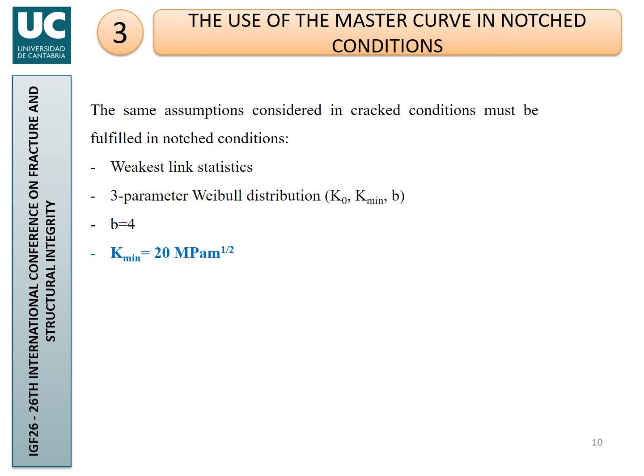Concerning the minimum value of K to obtain cleavage fracture, provided it is the same fracture micromechanism, we are going to assume that this value is also valid for notches, because if you need 20 megapascals meter to the square root for a cleavage fracture to occur in cracked conditions, you will need at least the same value in notched conditions, if not additional amounts of stress intensity factor. But in any case, considering 20 is a conservative assumption. So, in principle, we may take this minimum value of K.